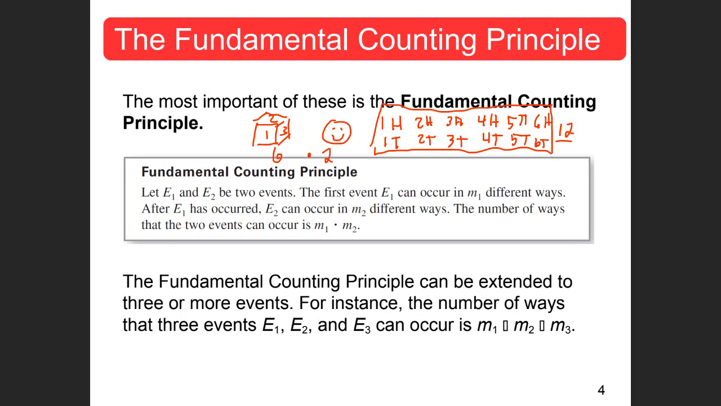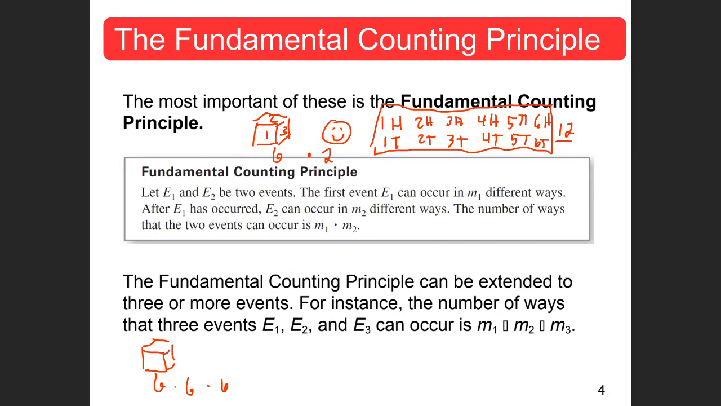Most times we don't want to write it all out because, what if they said you have 3 dice and you're going to shake all 3 dice? What are all the different combinations you can have of the 3 dice ending up? Well, you'd end up with 6 times 6 times 6 because there's 6 possibilities on the first, 6 on the second, 6 on the third. I would not want to write that sample space out.